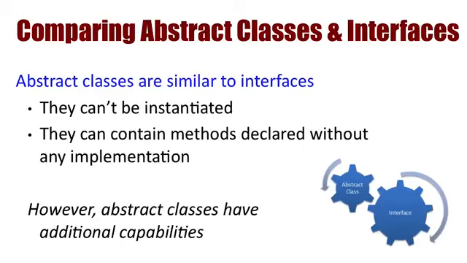Now that we've covered both Java interfaces and abstract classes in earlier discussions, we can compare and contrast them. Abstract classes are similar to interfaces in many respects. For example, neither can be instantiated directly, but instead must be customized, either by subclassing in the case of an abstract class, or implementing in the case of an interface. They both can contain methods declared without any implementation. However, abstract classes have additional capabilities that go beyond what's available in Java interfaces.